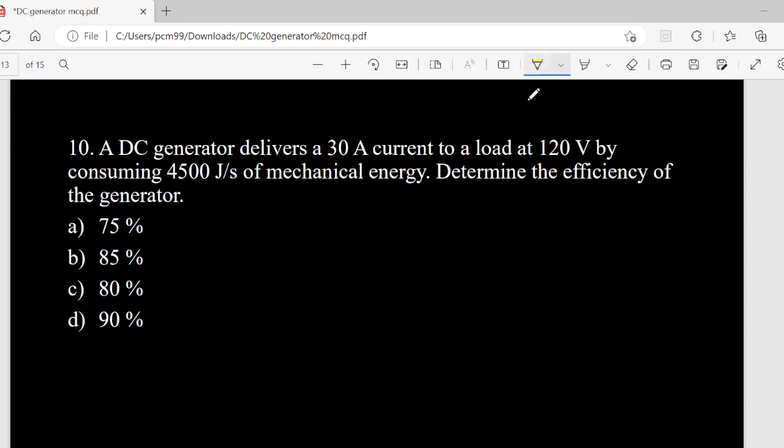Question number 10. A DC generator delivers a 30 ampere current to a load at 120 volt by consuming 4500 joule per second of mechanical energy. Determine the efficiency of the generator. Option A 75% efficiency, option B 85%, option C 80%, and option D 90%. Which one of the following options is correct? The correct answer is option C, 80%. How did I get the answer 80%? Let's explain.